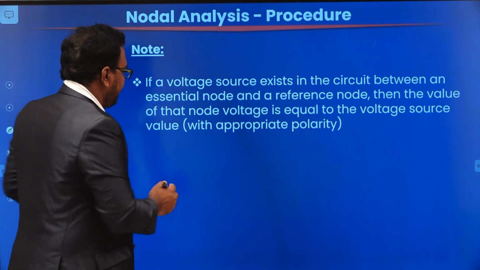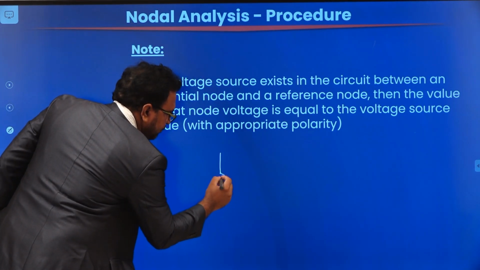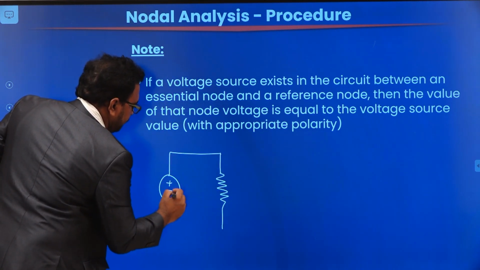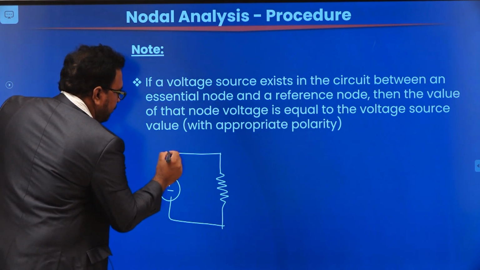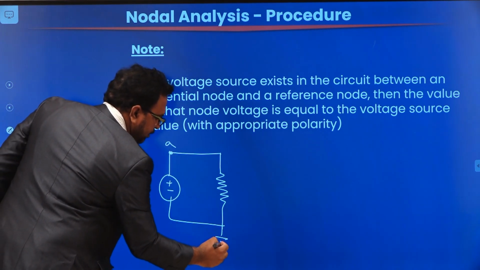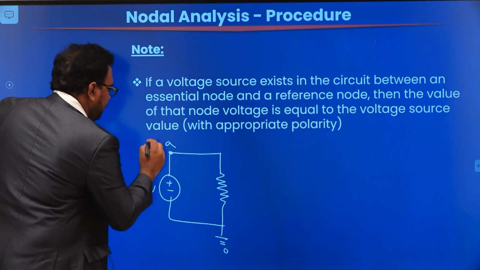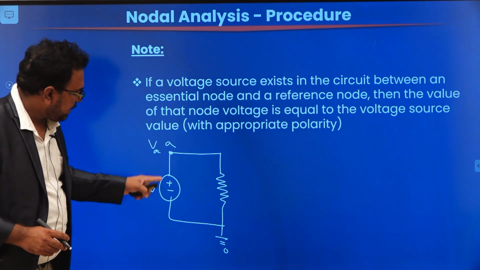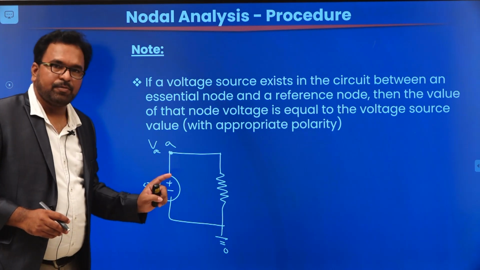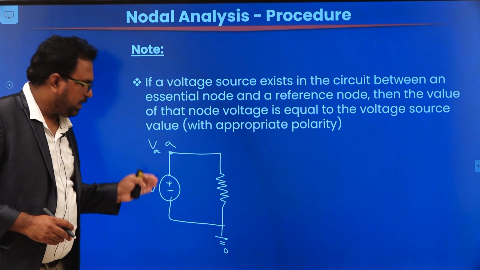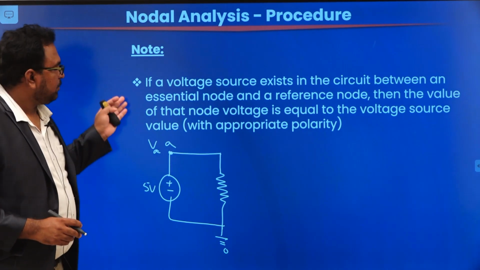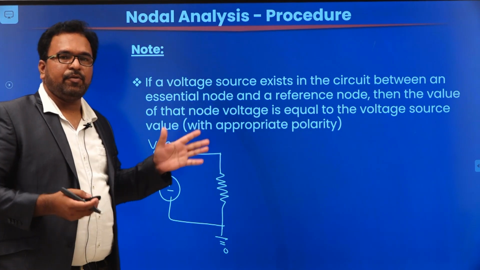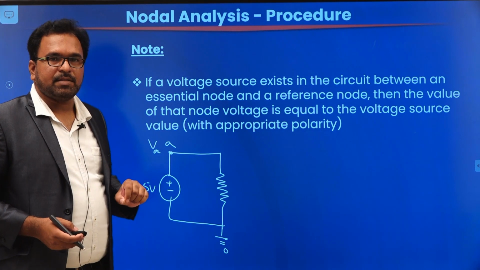This one I already explained like this. So this is one node, node A, and this is the ground node. So what is VA? VA is directly equal to 5 volts because this 5 volts is connected between an essential node and a ground node. That's why the voltage VA is directly equal to the voltage source value. Already I told you about this. So these are the points and steps that you have to remember to apply nodal analysis.